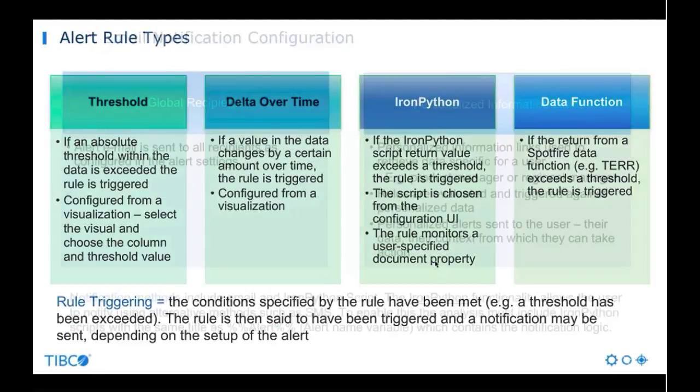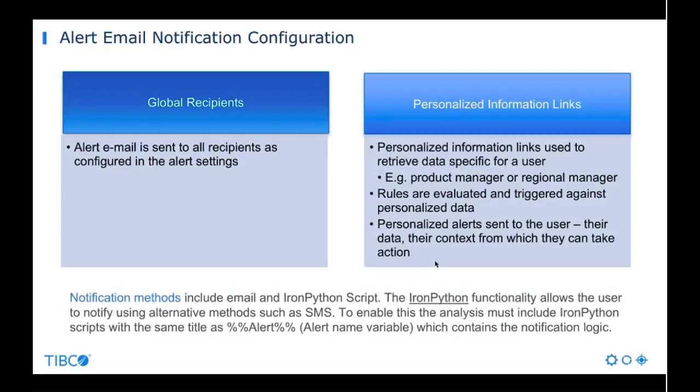And we've also got different mechanisms for notifications, so we can notify all recipients, or we can use personalized information links. So you could use that for row-based and role-based data. You could just retrieve data for one specific user or a group of users and alert those users based on the data that is relevant to them, or even the data that only they are allowed to see. And we also have a mechanism for notifying email and also IronPython scripts.